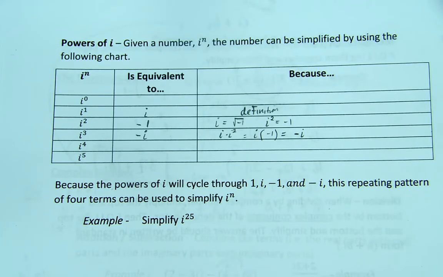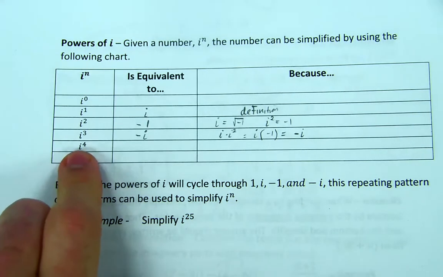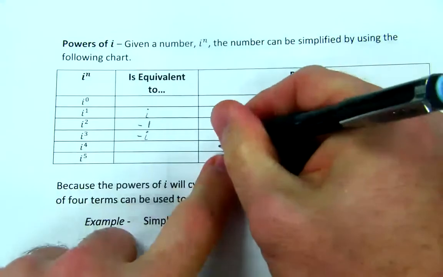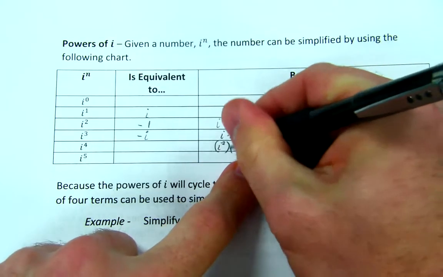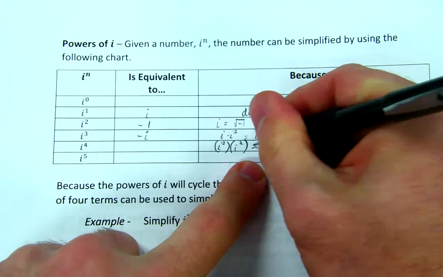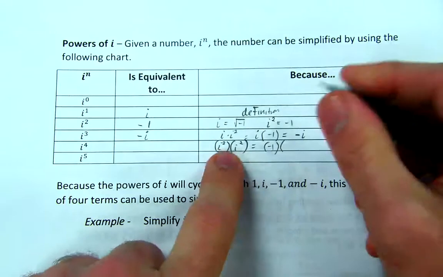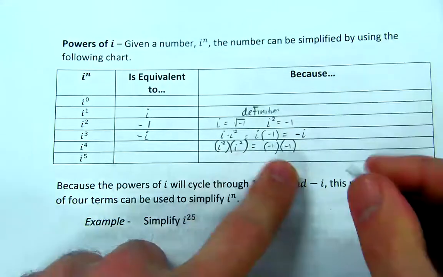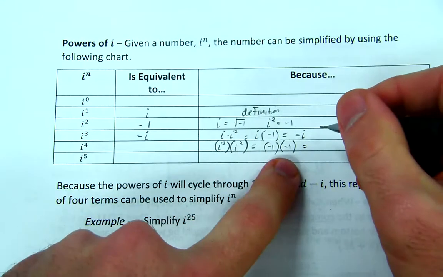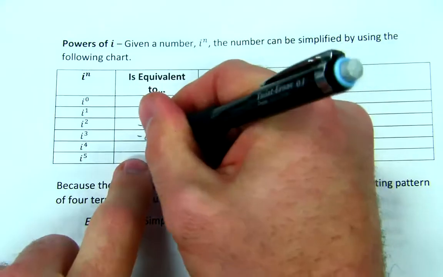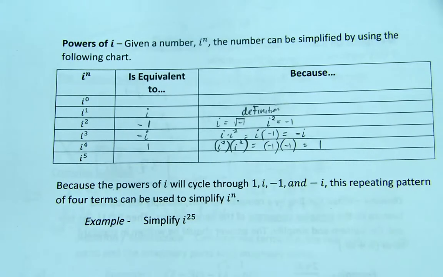Okay, so let's look at i to the 4th power now. That's going to be i squared times i squared. Well, i squared is negative 1, and another i squared is negative 1. And when you multiply a negative times a negative, you get a positive 1. Those are the big 4 that we're going to deal with.